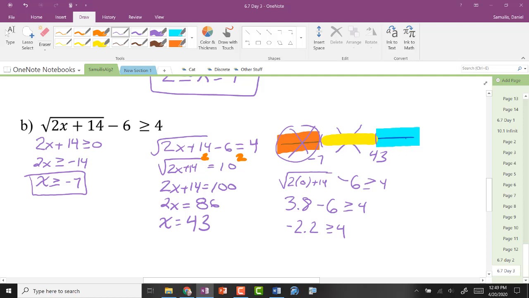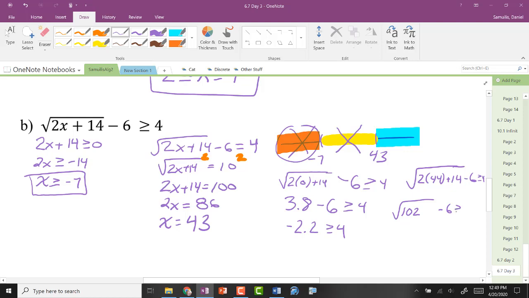So we will check that. Pick a number that's greater than 43. We can go with 44. Run out of room there. All right, so I get 88. 88 plus 14 is 102.